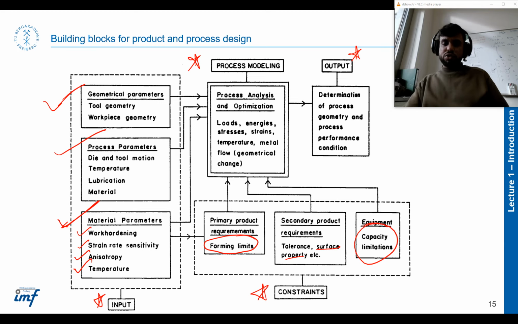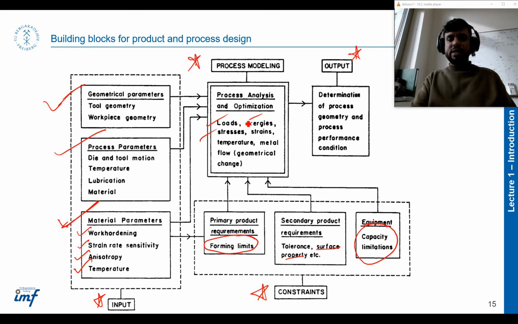So we also define these, and then what the system does is basically based on the input model, it takes up all this data, plugs it into the design, plugs it into the equations of loads, energy, stresses, strains, temperatures, material flow, and so on.